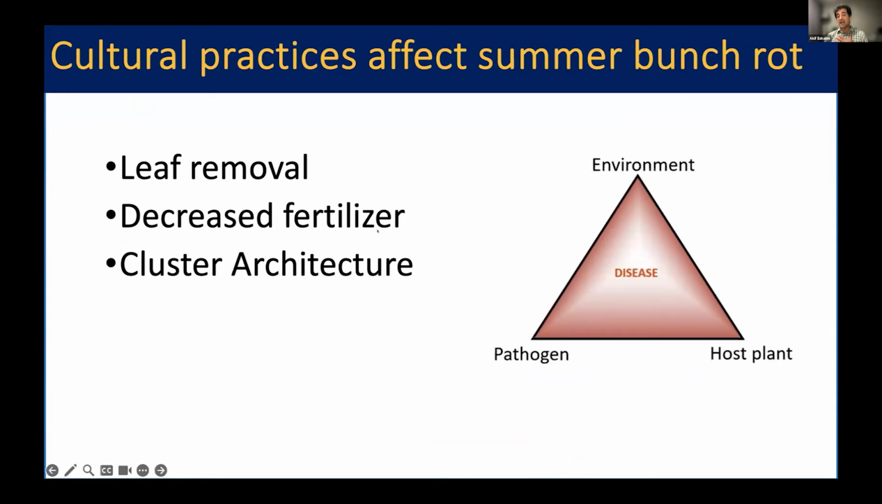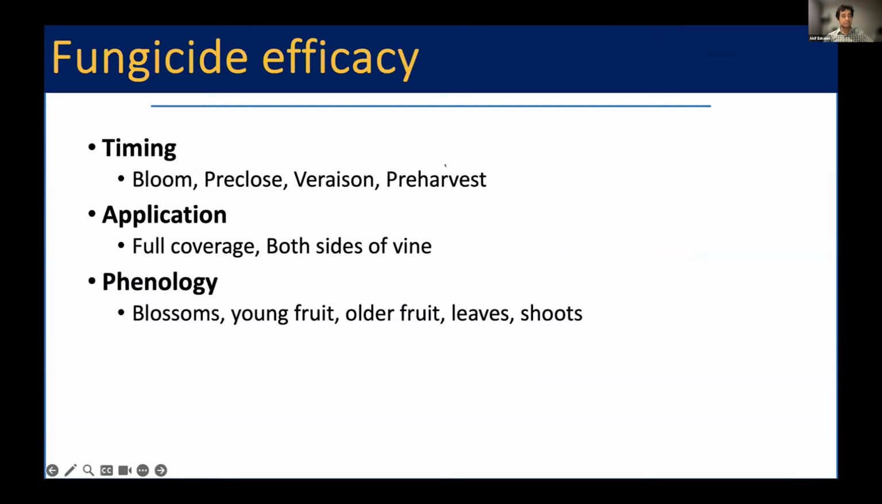Decrease of the fertilizer, as you all know that when you put more nitrogen, your plant grows faster. Those cell walls are gonna form weaker, and then plants, or clusters, are gonna be more vulnerable, easy for pathogen to colonize. It's very important to have a balanced fertilizer and the right timing of the fertilizer. Again, cluster architecture is another good point for the pathogen.